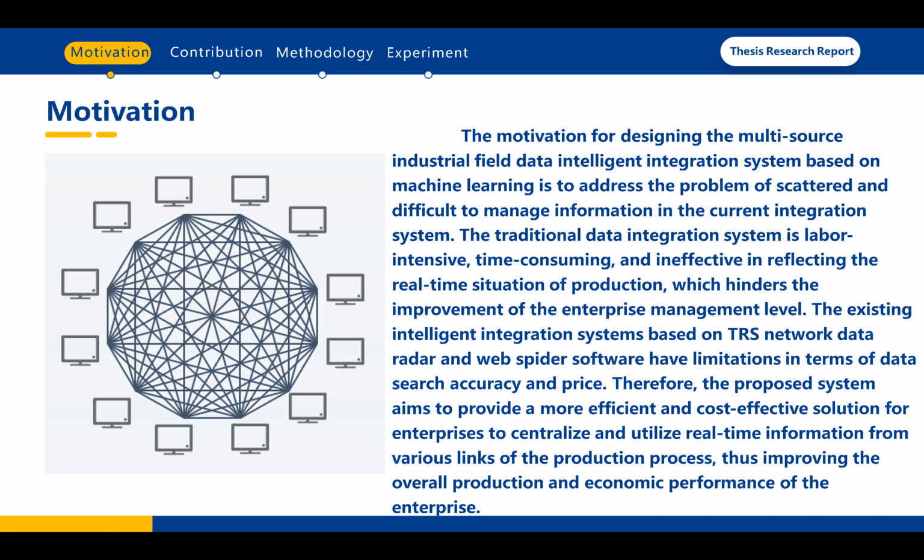The existing intelligence integration systems based on TRS network data radar and web spider software have limitations in terms of data search accuracy and price. Therefore, the proposed system aims to provide a more efficient and cost-efficient solution for enterprises to centralize and utilize real-time information from various links of the production process, thus improving the overall production and economic performance of the enterprise.